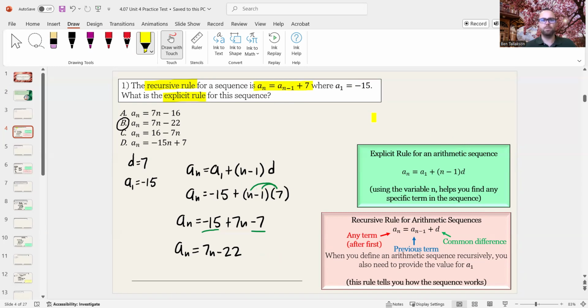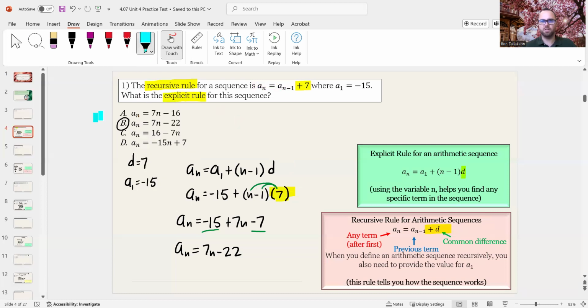We need to mix and match, essentially. So what we're doing is we're looking at the information given right here, and we're taking it apart. We're saying, okay, what is this plus 7? Well, if you look here, that's D. So where is D in our explicit rule? It's at the end. So there we go, 7 at the end.